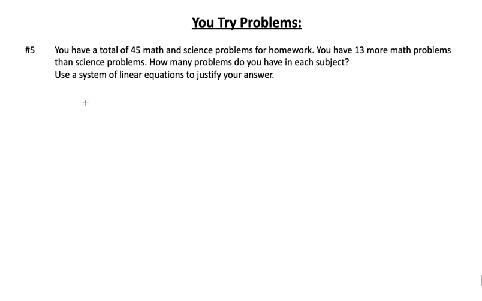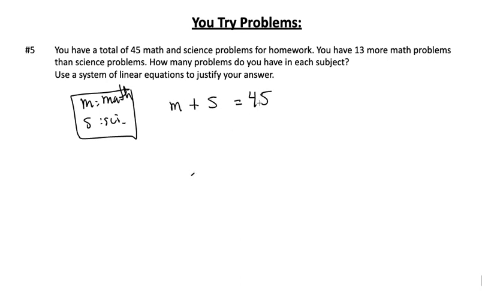All right, so we've got math and science, so M is our math. I'm going to define our variables, S for science. The total is 45, so math plus science is 45. You have more math problems, 13 more. So M, give yourself space, and S comes second because math comes first. The left hand and the right hand are equal.